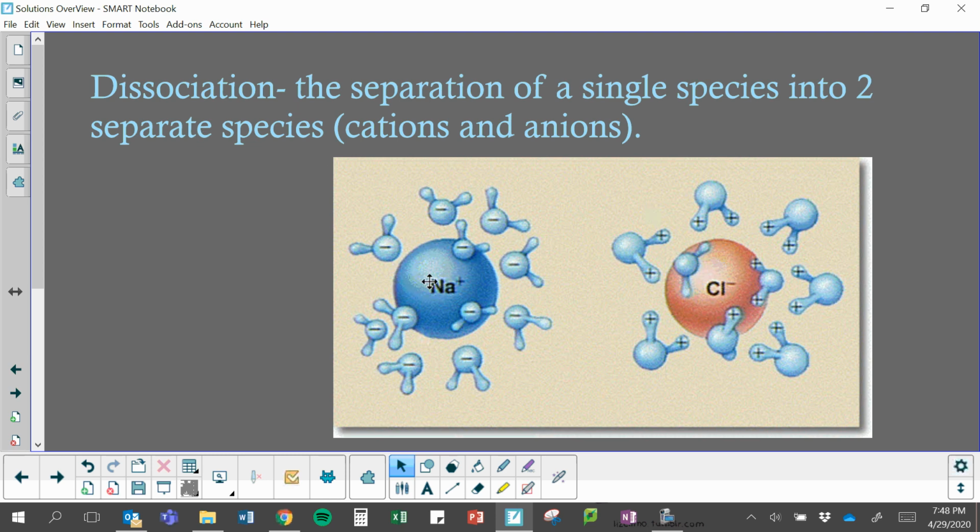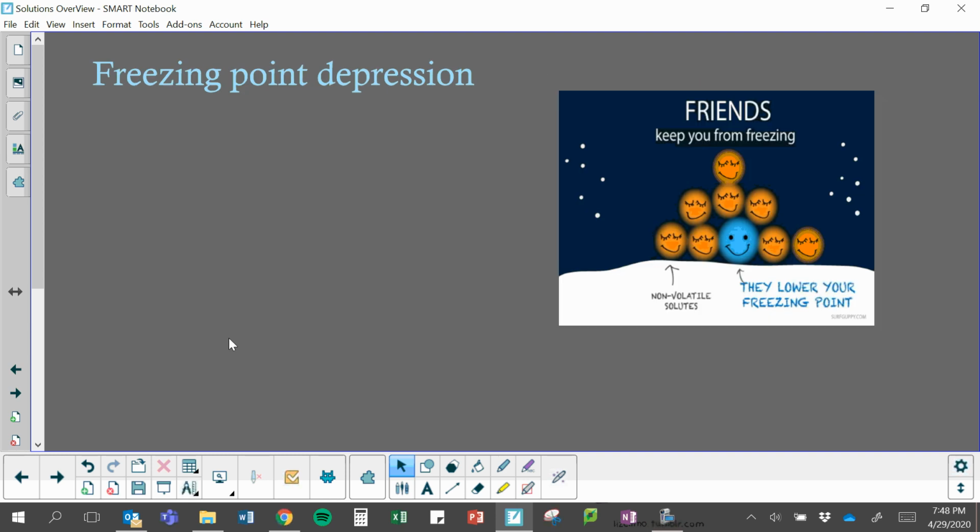This picture is showing both dissociation and solvation. The dissociation is the sodium chloride being separated, and the solvation is the water molecules aggregating around each of the ions. So those are two concepts that are how we describe and think about solutions.